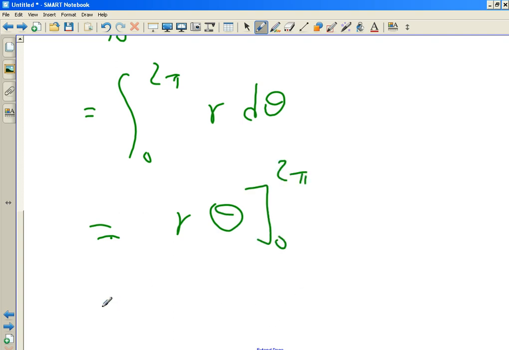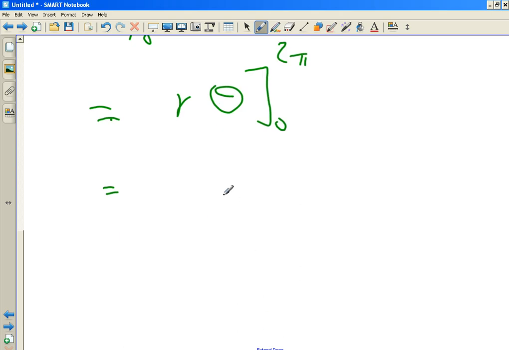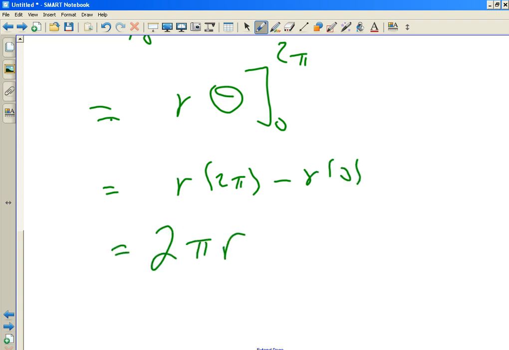So plug in 2 pi for theta. This is where people get stuck. So it's r times 2 pi minus r times 0. Well, guess what that is? 2 pi r. You've just proven the circumference formula.